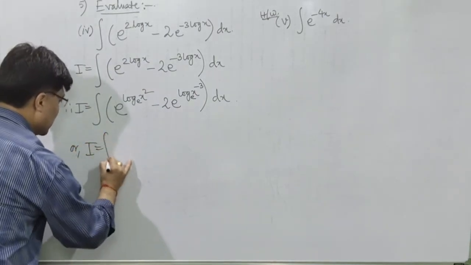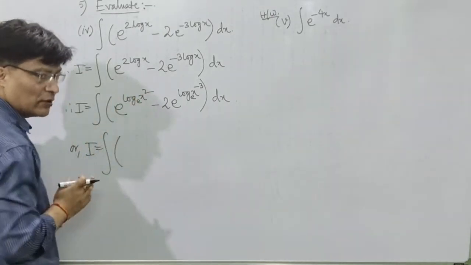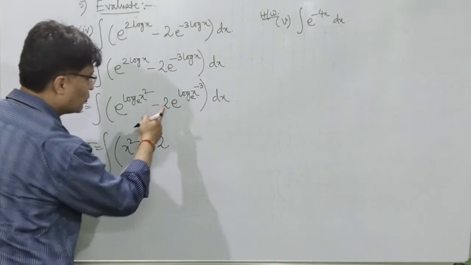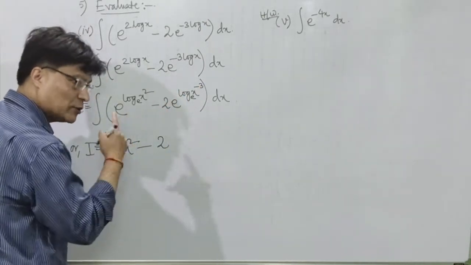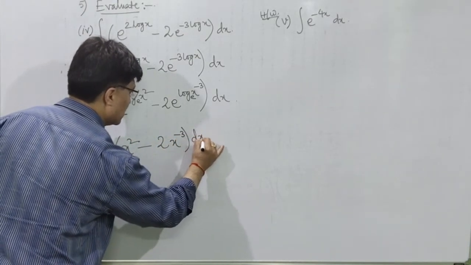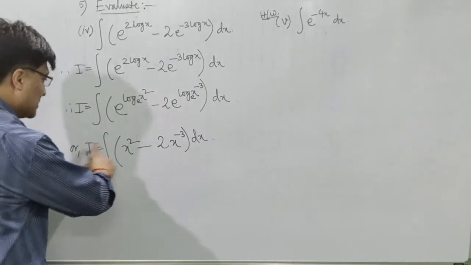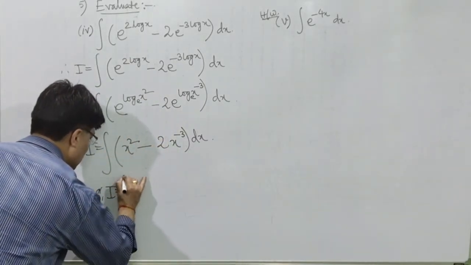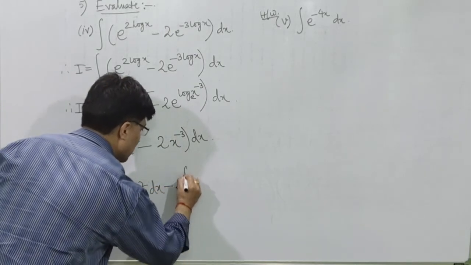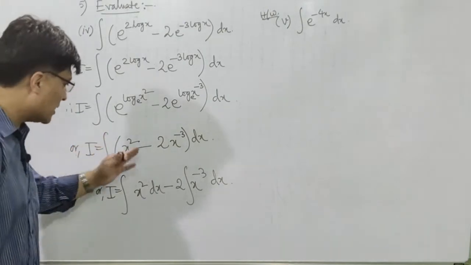Or I is equal to integration of, now what is e to the power log x square base e? Just now we got the formula, that is x square minus 2. Similarly, what is e to the power log x to the power minus 3 base e? So same formula may be used here, that is it is x to the power minus 3 bracket closed dx. Is that clear now? So now we can separate this. We can separate the term here, or I is equal to integration of, this is x square dx minus 2 integration of x to the power minus 3 dx. Okay, the terms are separated here.